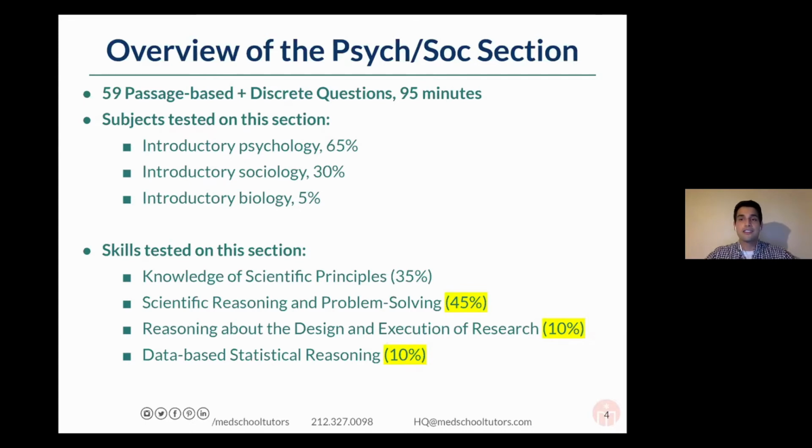If you'll notice, it's not unique to the biochem section. It's not unique to the chem-phys section. No, every single science section on the MCAT is going to have this breakdown of skills tested. So overall, 70% of the MCAT is more about reasoning than it is about knowledge. That's what I want you to take away.